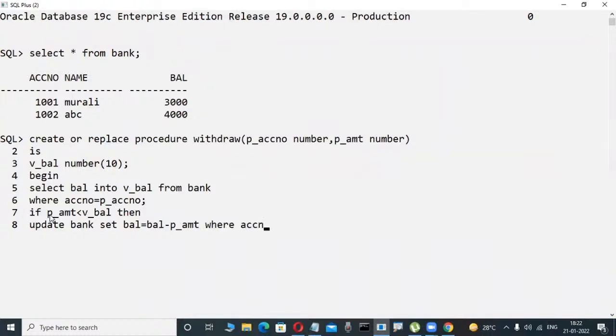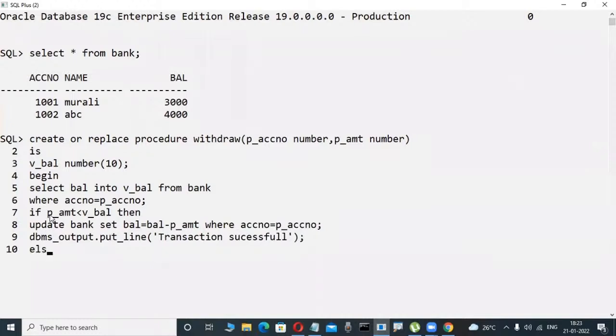Okay, fine. Now check it out. Here I am writing some message, same like in Java. Some messages I try to display: your transaction is successful. Transaction successful. Don't worry about this one, just observe it here.